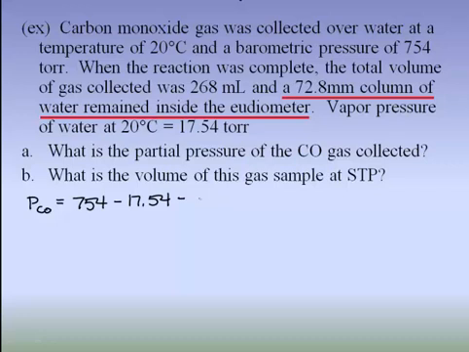That was what was explained on the previous slide. So 72.8 divided by 13.6 is our other factor. That part itself equals 5.35. So 754 minus 17.54 minus 5.35 gives us the pressure of our carbon monoxide gas as 731 torr.